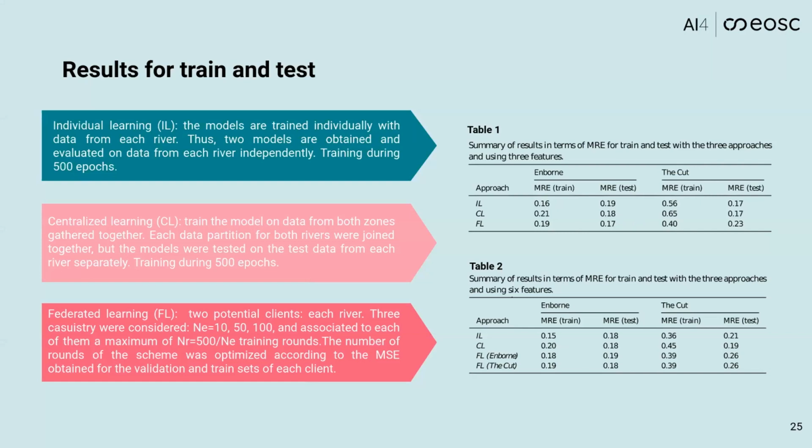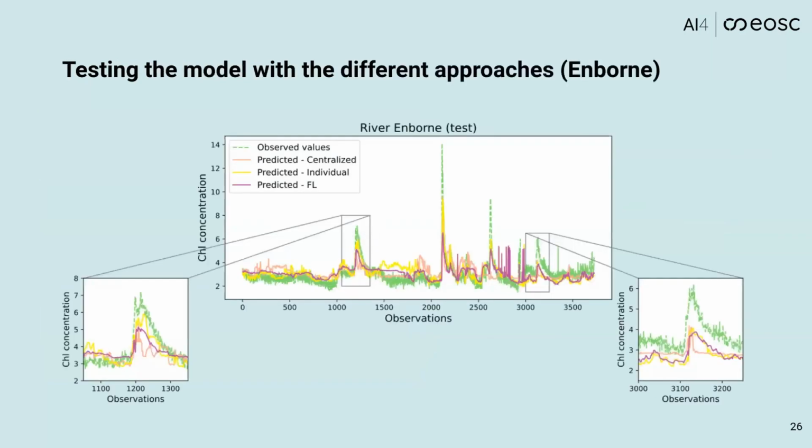And in the same line, in the second table, we have the results obtained with the 6 features, because we tested first only using the 3 hydrophysical features, and then we introduced the 3 meteorological ones in order to see if we can see some improvements. I think that we are going to see it better by taking a look at the time series and the predictions that we get. Here we have the prediction for Emborne for the test set.